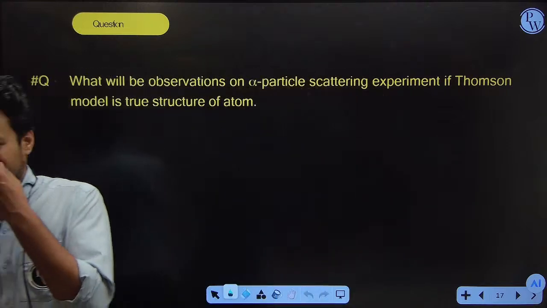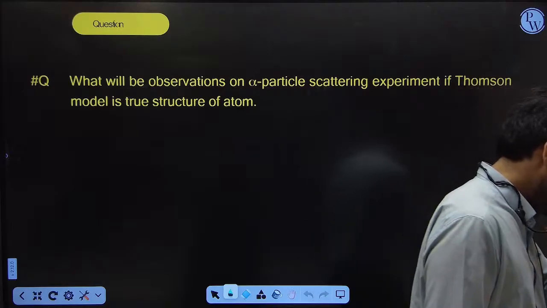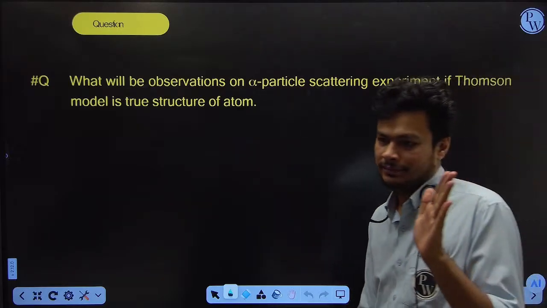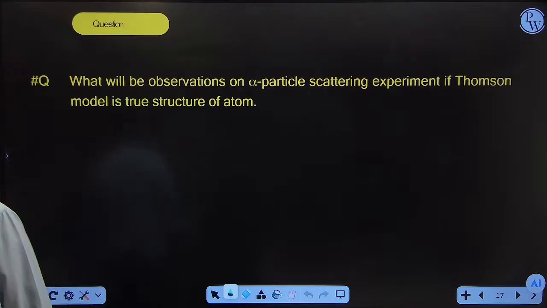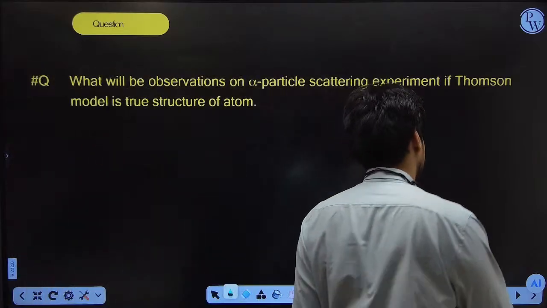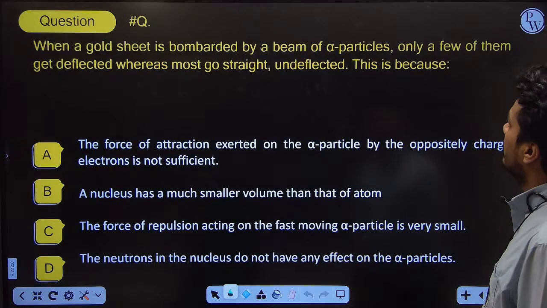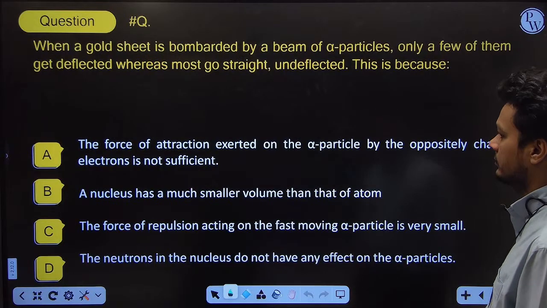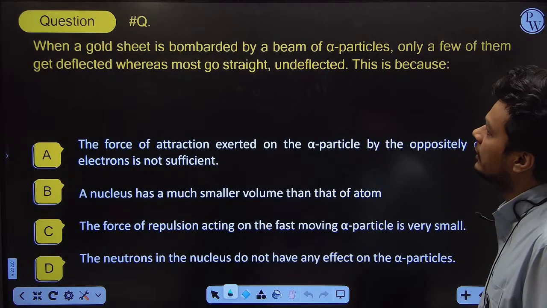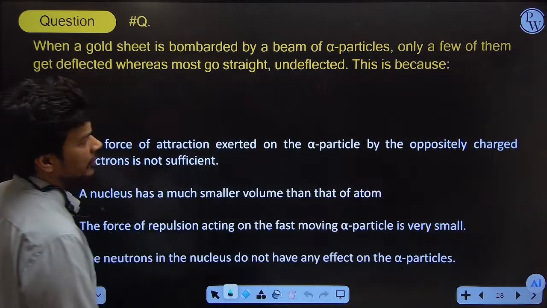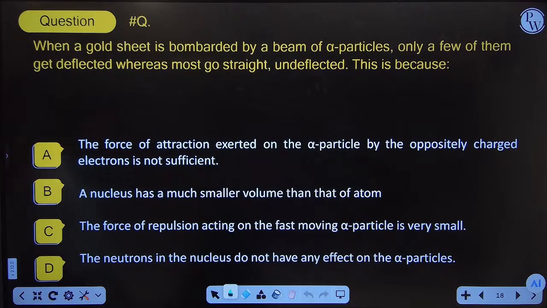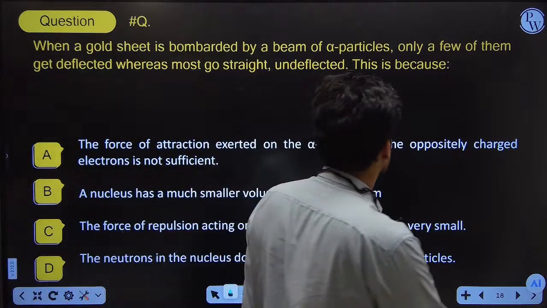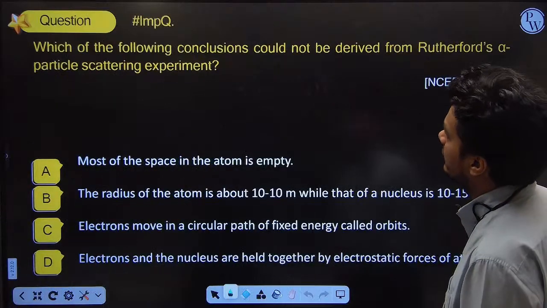Very simply, because if you have a solid, you're going to strike it. What is going to happen? You come back, or get deflected at some angle. When a gold sheet is bombarded with a beam of alpha particles, only a few of them get deflected, whereas most pass through. This is because the nucleus has much smaller volume than that of the atom. Correct.